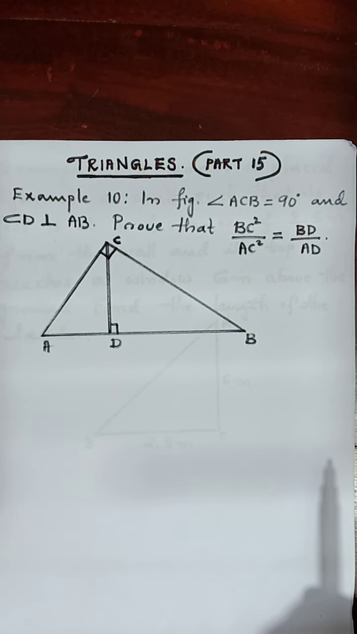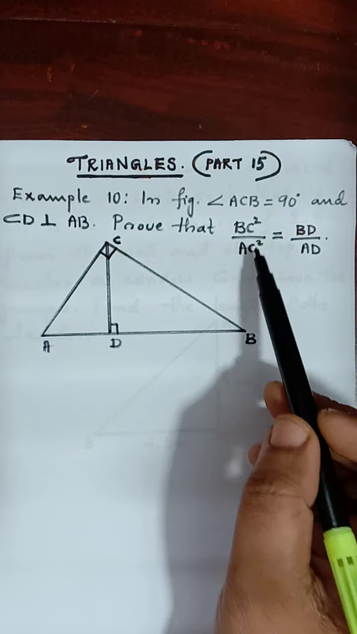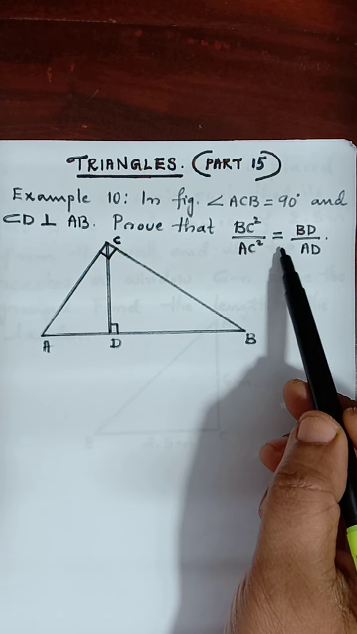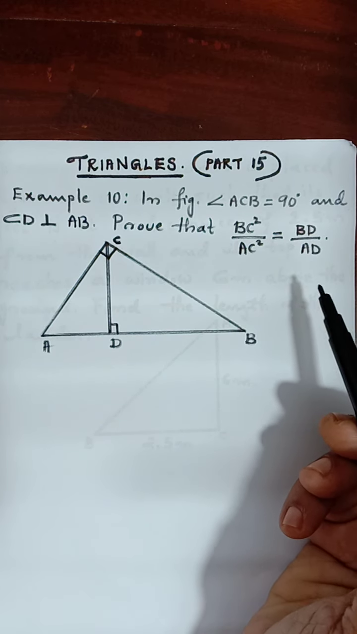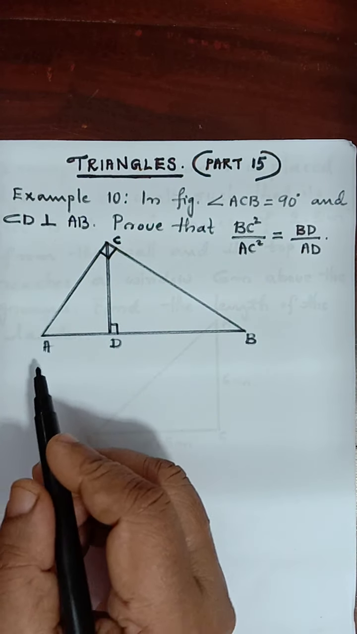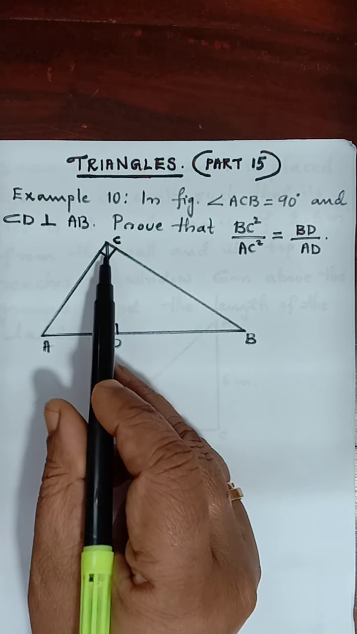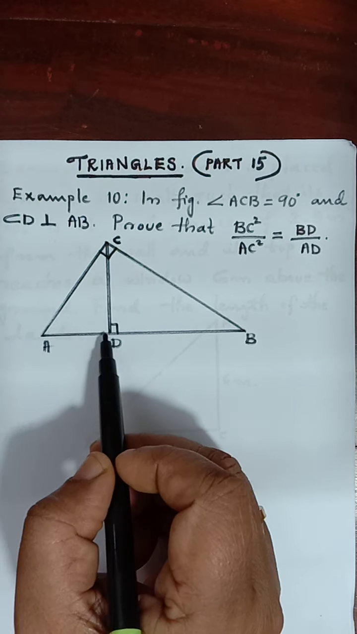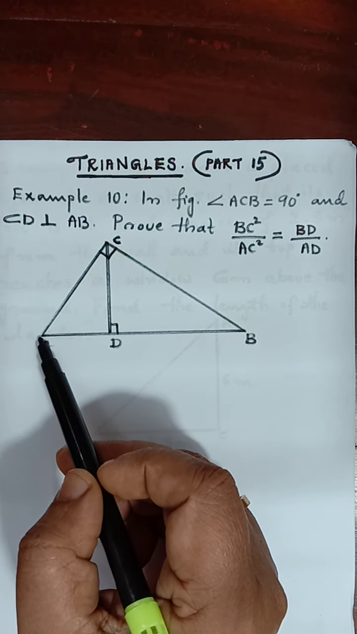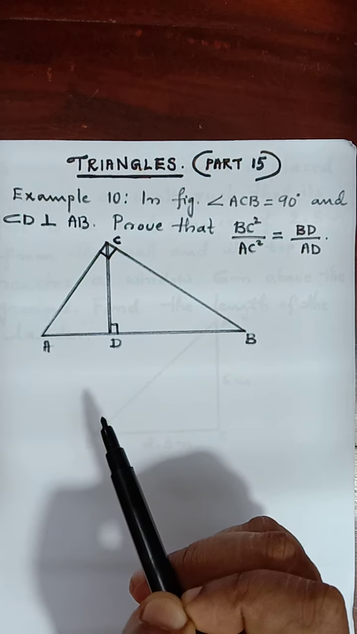Simple question. We are using Pythagoras theorem. Based on that, we have to prove BC square by AC square equal to BD by AD. In this figure, we can see triangle ADC. Is this triangle ADC similar to triangle ACB?